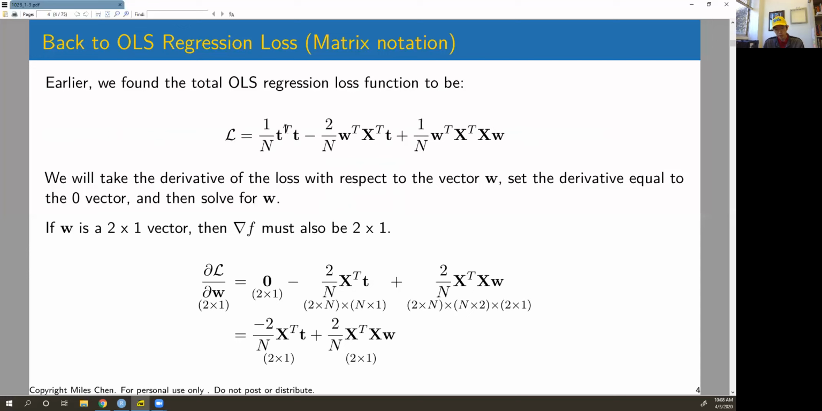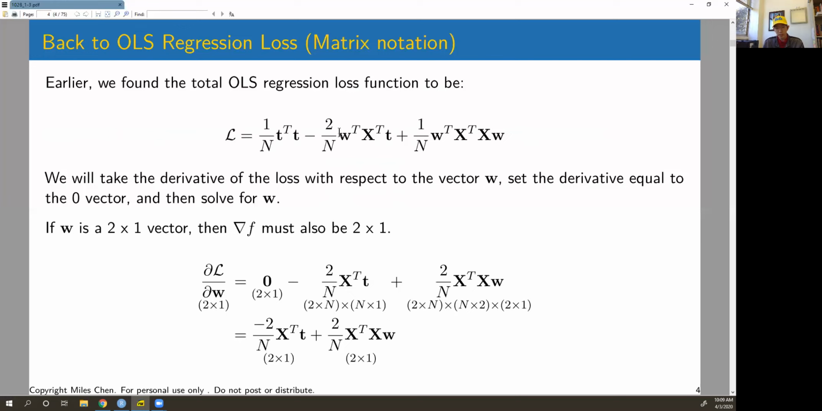If I go through each term, how does the term t transpose t vary with respect to w? Well, w is not in here, so it does not vary. So its gradient is going to be a 0 vector, and because it has to be the same dimensions, it's going to be a 2×1 0 vector, so basically a 0 above a 0.